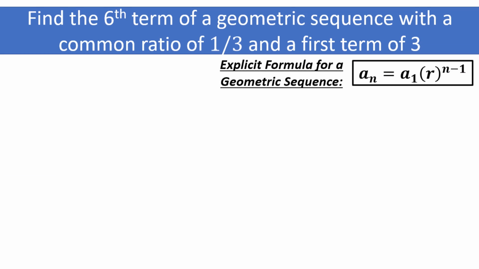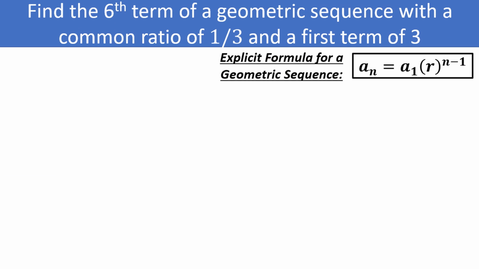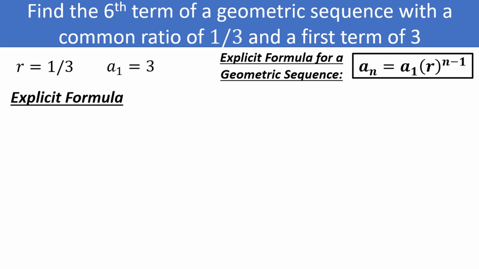Let's try this one. We want the 6th term of a geometric sequence that has a common ratio of 1/3 and a first term of 3. That means r equals 1/3 and a sub 1 is equal to 3. So the explicit formula is a sub n is equal to 3 times 1/3 to the n minus 1 power.